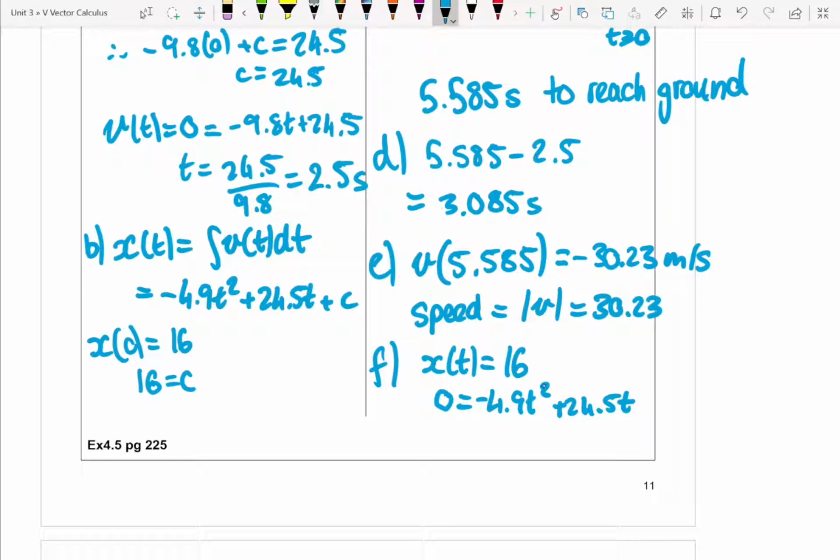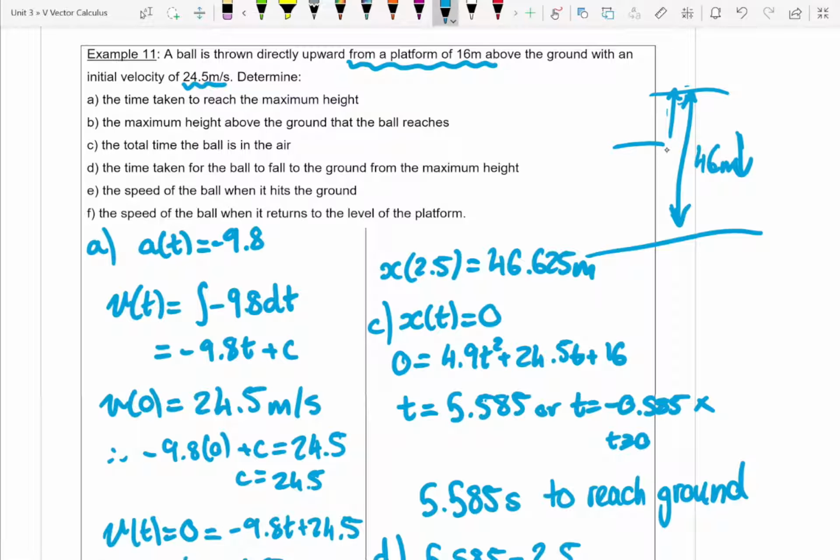But remember, this 24.5 t, we can factorize out t. So that's where our zero solution comes from, is that first factor, and then our second factor comes from this bracket here. So solving that for a value of t gives us t is equal to 5. So 5 seconds. So once it comes up and then it goes back down to be in line with that platform, this path it takes is only going to take 5 seconds.